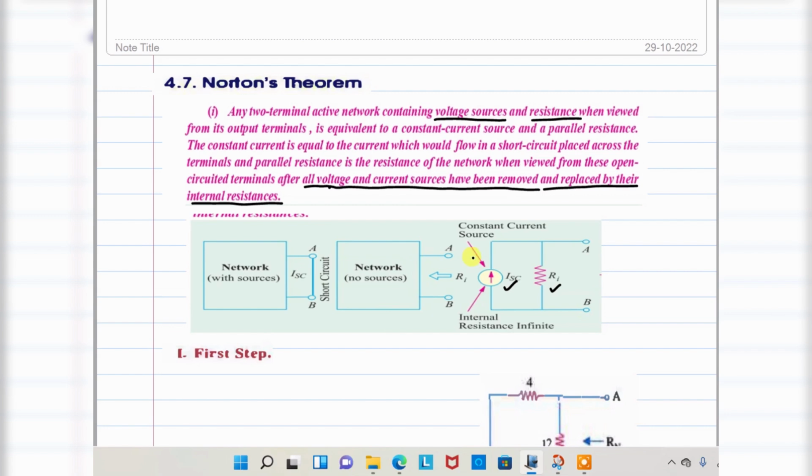So according to the statement, look here, we have a network with voltage sources. In the first case we find the short circuit current, that is ISC, and then open circuit these two terminals. We can see from here that RN, or RI as mentioned, is parallel to the current source. This is the equivalent Norton's network.